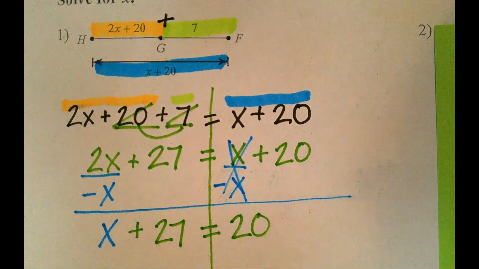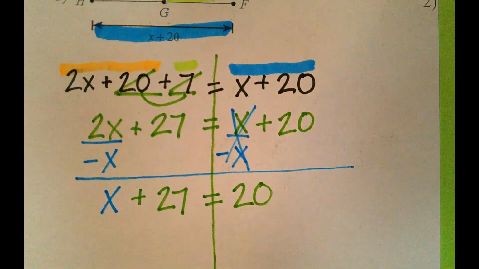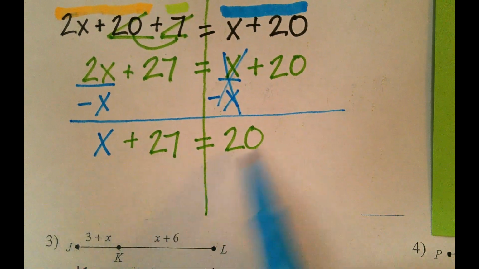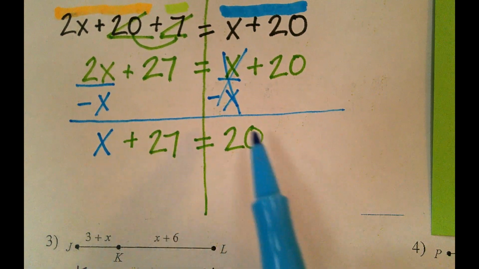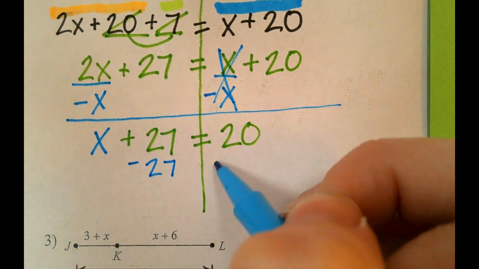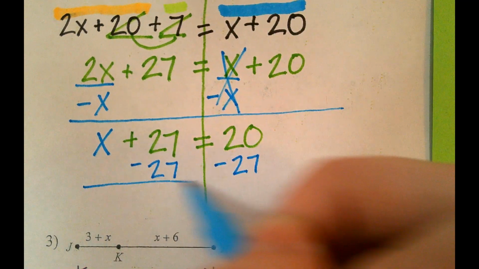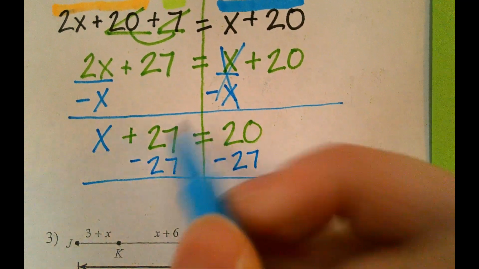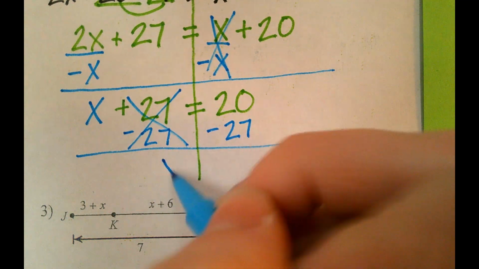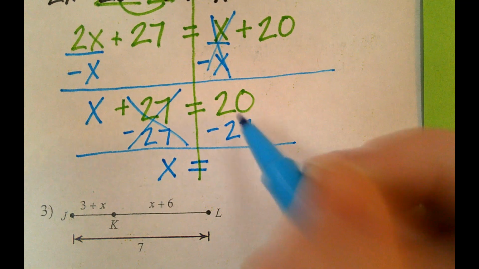That looks a lot nicer, huh? Okay, so now I have x plus 27 equals 20. It's like a brand new equation has been written. How do I get x by itself? Subtract 27. And really what we're doing again is the opposite, because 27 and 20 are like terms. We're combining them. Minus 27. What happens to the 27s? They cancel. We cross them out. x comes down. Equals.